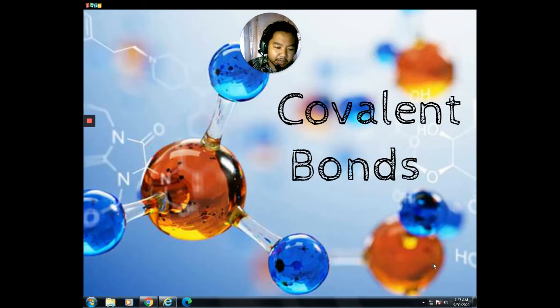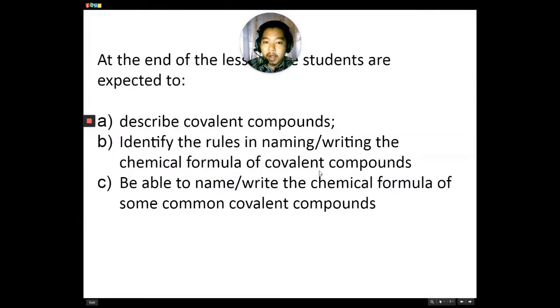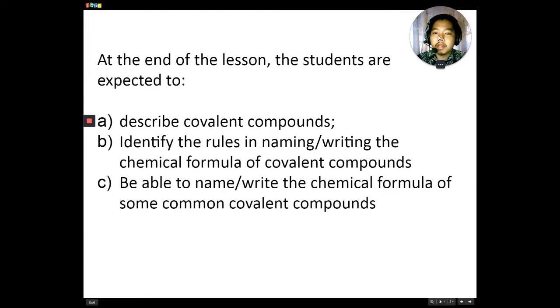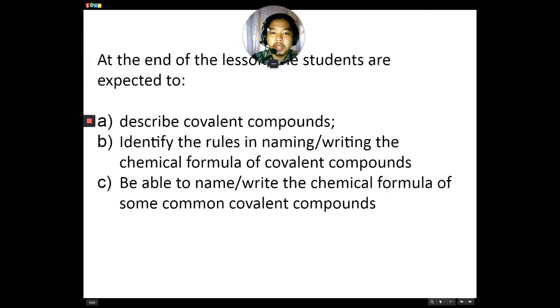So for this particular session, we are going to talk about covalent compounds. We are going to describe what covalent compounds are and how they are being formed through covalent bonding. We are going to identify the rules in naming and writing the chemical formula of covalent compounds, and at the end of the session, be able to name or write the chemical formula of some common compounds.